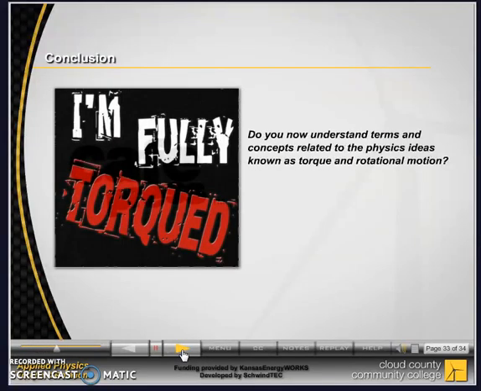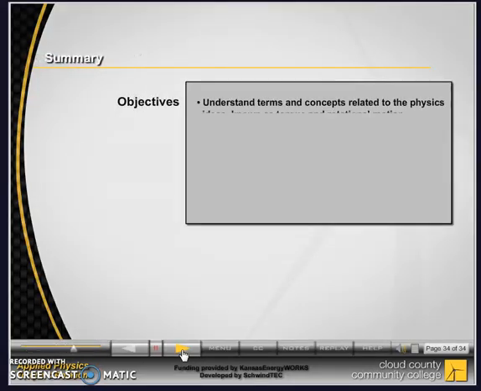This concludes this lesson. Do you now understand terms and concepts related to the physics ideas known as torque and rotational motion? In this lesson, you covered the following objectives.